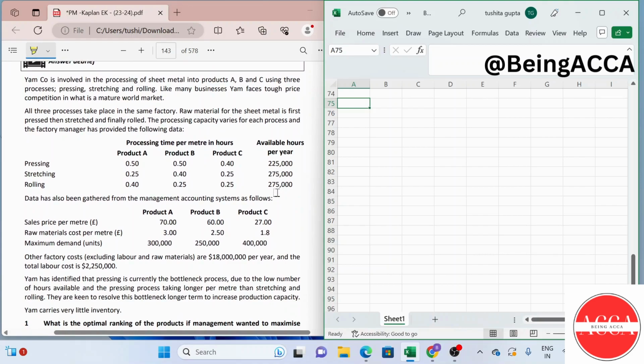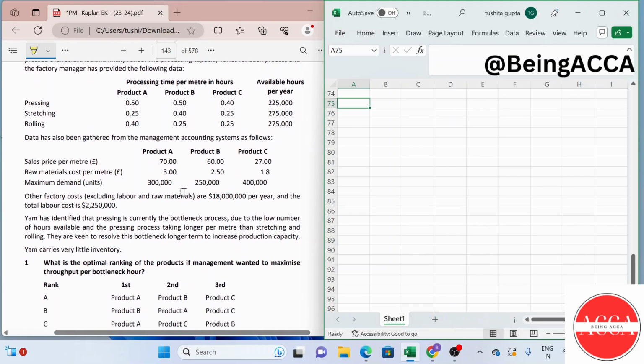YAM Company is involved in the processing of sheet metal into products A, B and C using three processes: pressing, stretching and rolling. Like many businesses, YAM faces tough price competition in what is a mature world market. All three processes take place in the same factory. Raw material for the sheet metal is first pressed, then stretched and finally rolled. The processing capacity varies for each process, and the factory manager has provided us the following data.